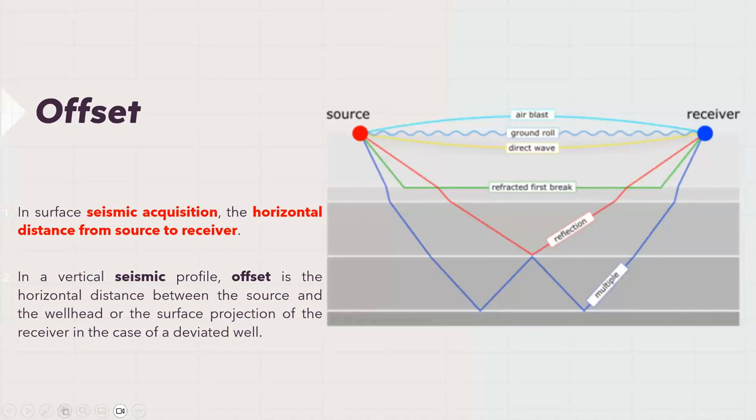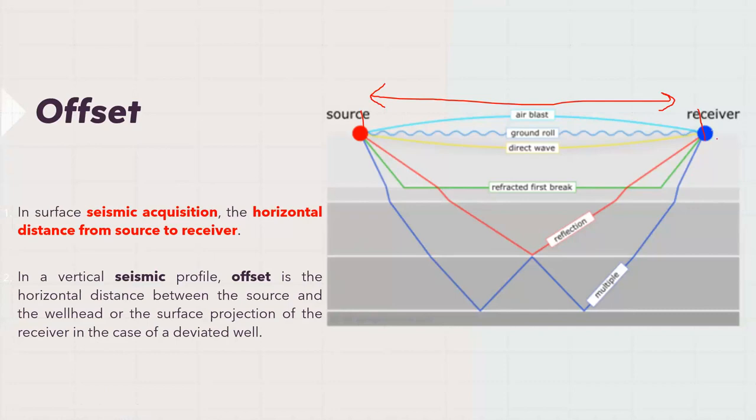Let's understand the offset. What is offset when we are referring most of the time? Offset is actually used when we are doing the seismic acquisition. We have a number of sources and a number of receivers here. The distance between this source and this receiver is your offset.